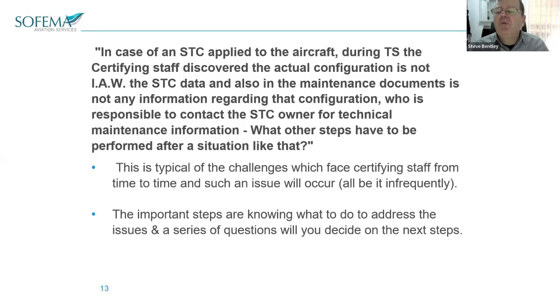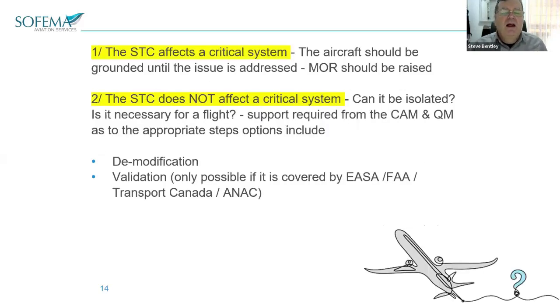So, as we said, the important step is knowing what to do to address the issues, and a series of questions will help you decide. Does the STC affect a critical system? If the answer is yes, then we've got a problem. We're going to have to ground the aeroplane until the issue is addressed. Why? Because the certificate of airworthiness is not valid, and the airworthiness review certificate as well is effectively suspended until we resolve it. And it creates lots of questions.